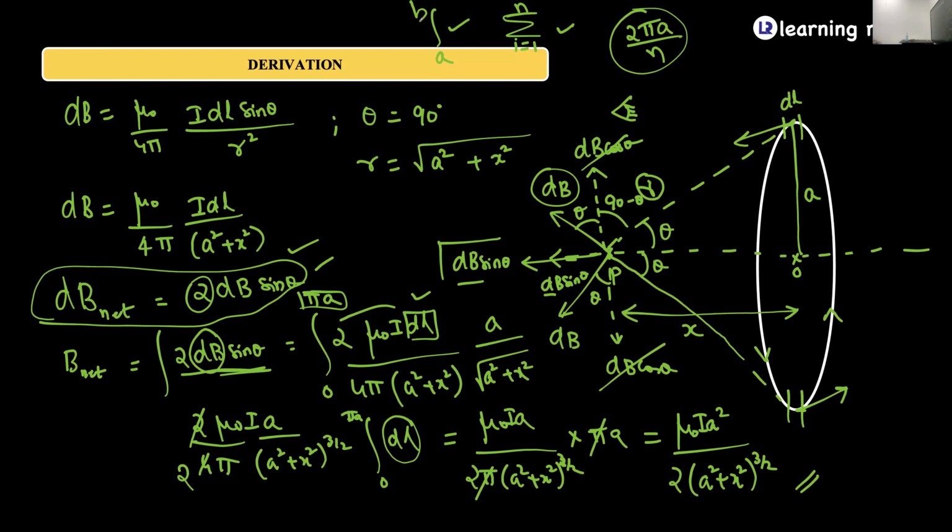So I hope it makes some sense. Because the question is, we know the formula on the axis: mu naught I a square divided by 2 into a square plus x square the whole power 3 by 2. Right.